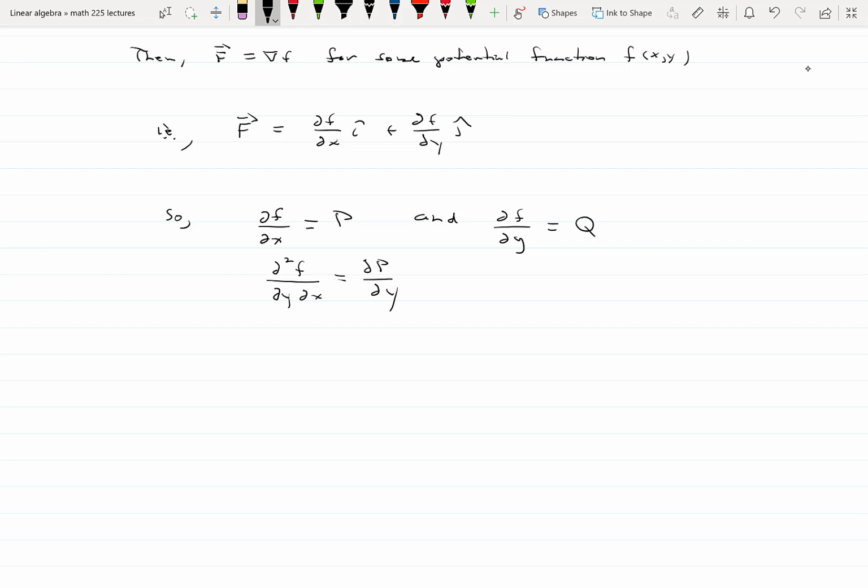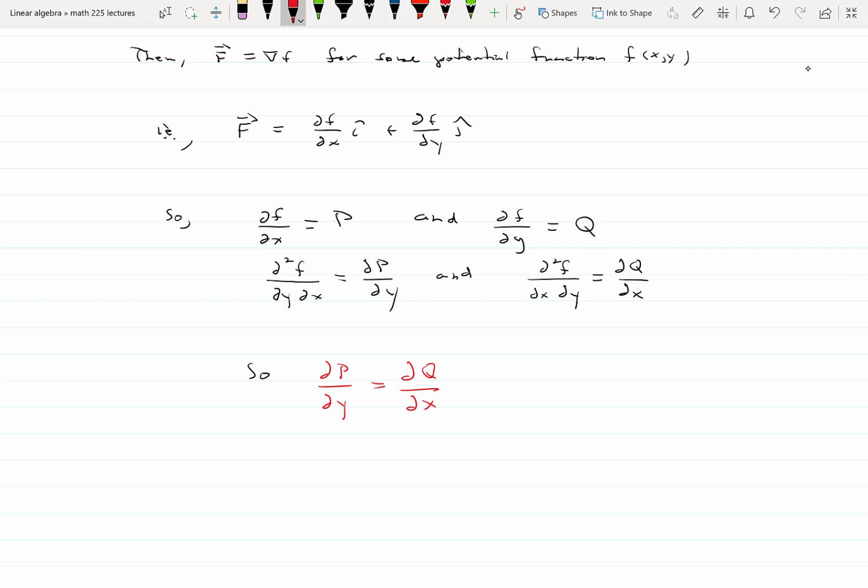Okay, now let's take the second equation and find its second partial, taking the derivative with respect to x of it. So that equals the partial of q with respect to x. What do we know about mixed partial derivatives for our course? They're equal. This is the test. So the partial of p with respect to y equals the partial of q with respect to x.